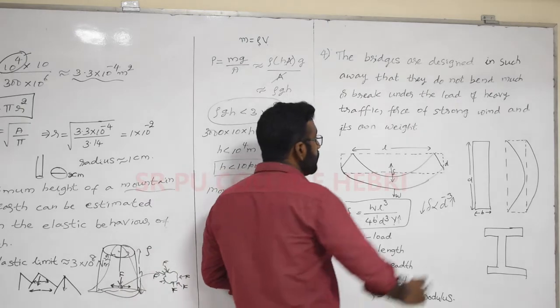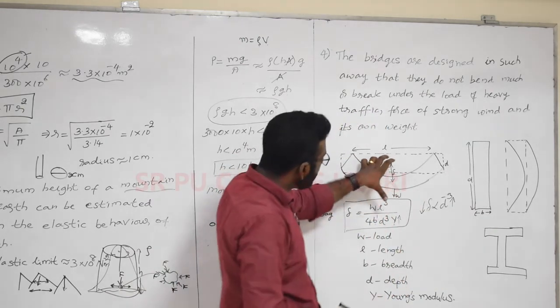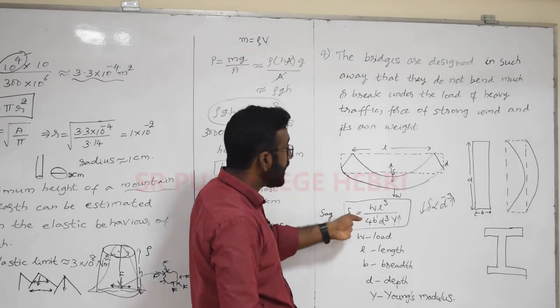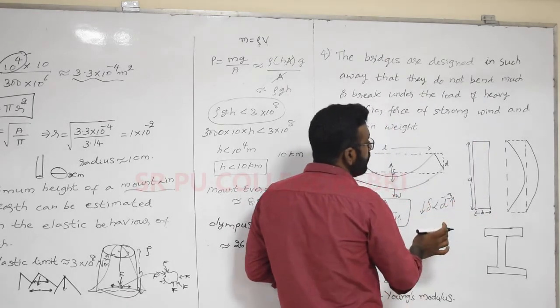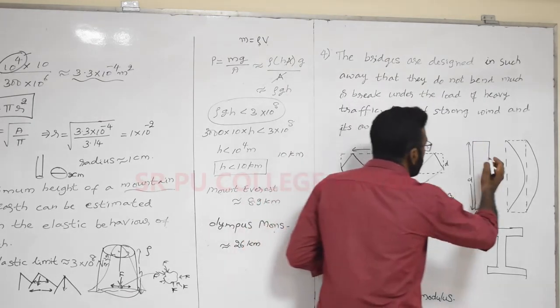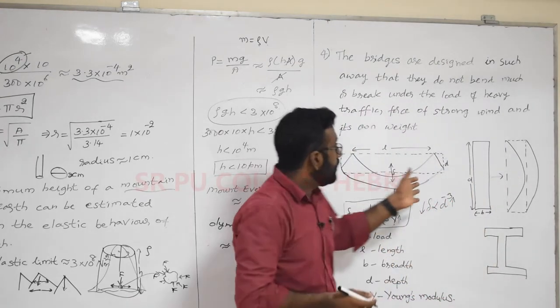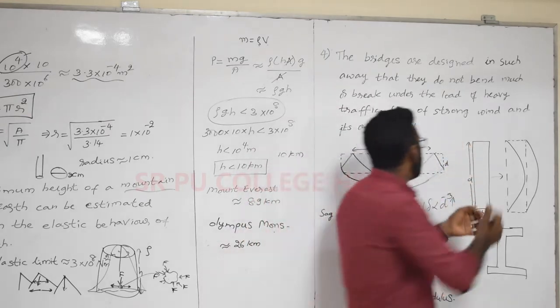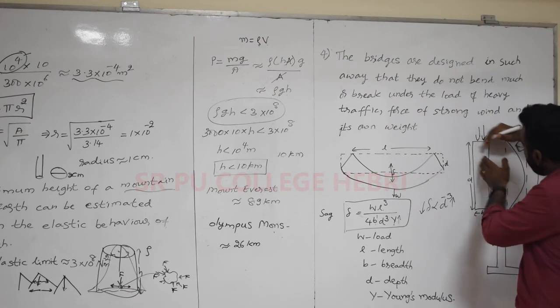Now we will go with the pillar of the bridge. I told you here that increasing the depth can decrease the value of sag, but increasing the depth alone will also be dangerous. What happens is the bridge will bend sidewise, right? If a huge weight is applied over here, it is going to get bent.